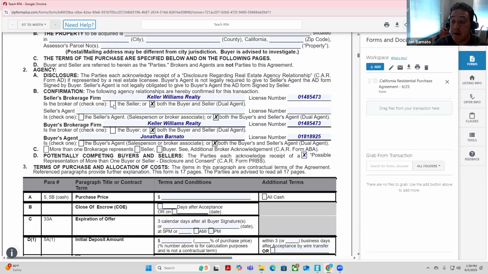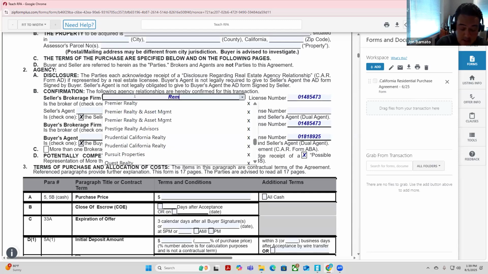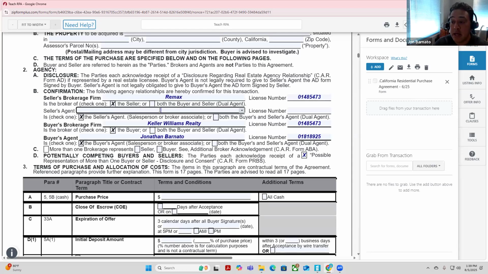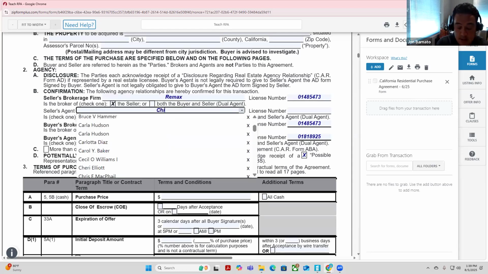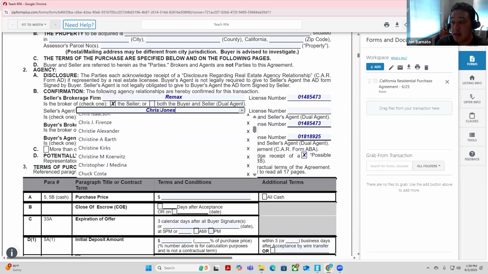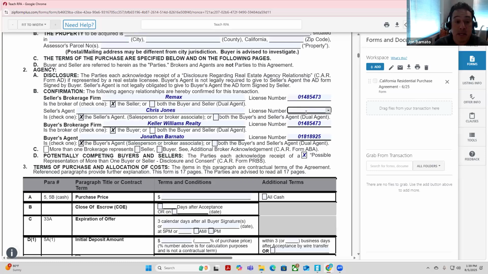If it's a different agent at a different corporation, then you would check different for individual, and say it was Remax, right? And some other agent, you put the agent's name in there, Chris Jones, or something like that, right? And you would put their listing number in there from the MLS. As for the brokerage, you put the license number, which will be in the MLS as well. So you need to fill that out.